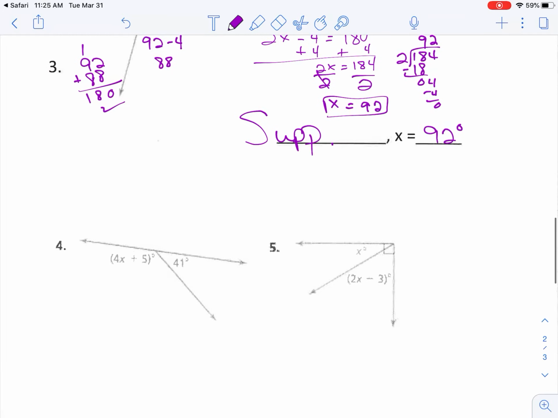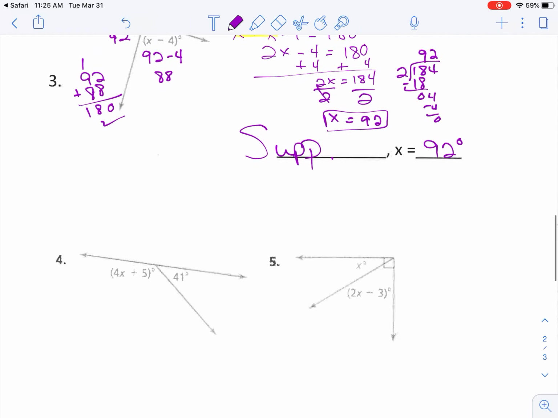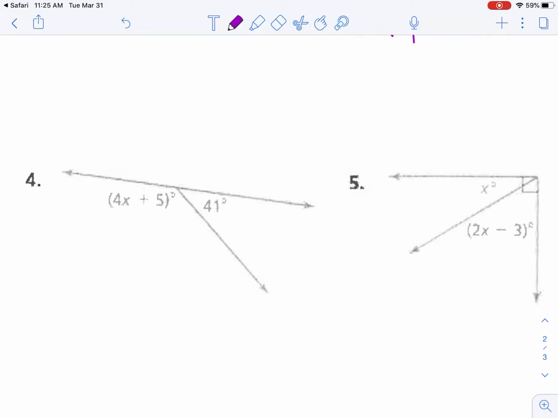Okay, we have 2 more. I would suggest that you pause the video, see if you can do both 4 and 5 on your own, and then come back and see if you got them correct.